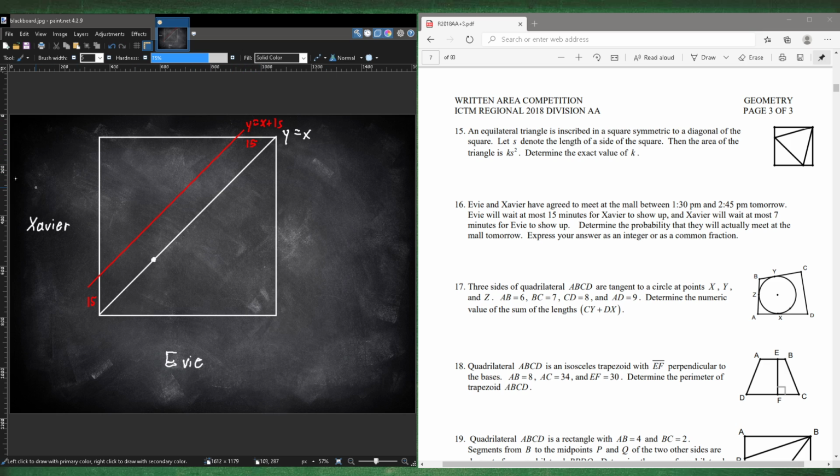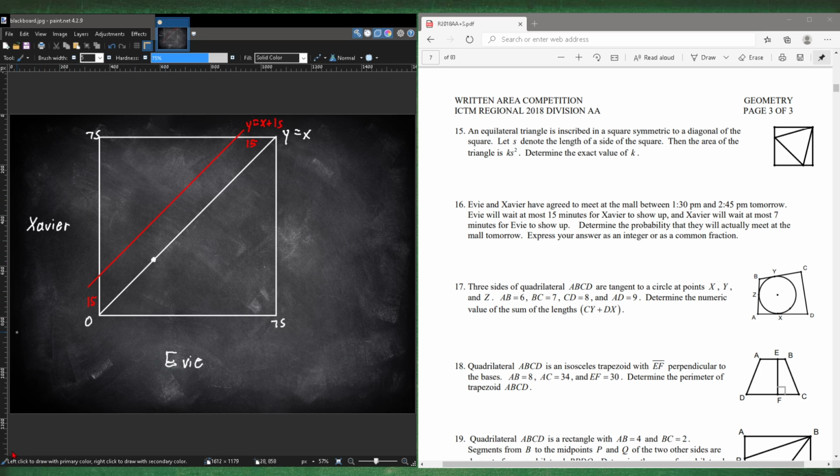Okay. So actually, let's label our boundaries first. Let's say the time at 1:30 p.m. is 0 minutes. So from 1:30 to 2:45, that's 75 minutes. So let's label this as 75 and 75. Okay, so now we know our boundaries. And now let's find Xavier's time.